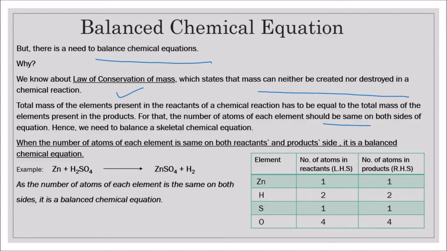Like you can see in the example given here, on the left hand side, zinc has one atom and on the right hand side, zinc has one atom. Left hand side, hydrogen has two and right hand side also, hydrogen has two. If we talk about sulfur as well as oxygen, they are balanced too. So as the number of atoms of each element is the same on both sides, it is a balanced chemical equation.